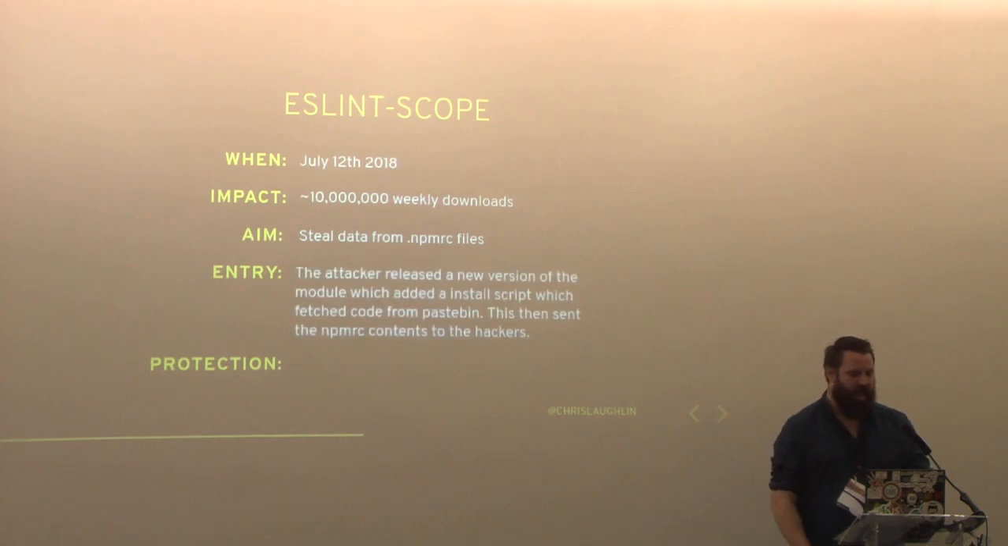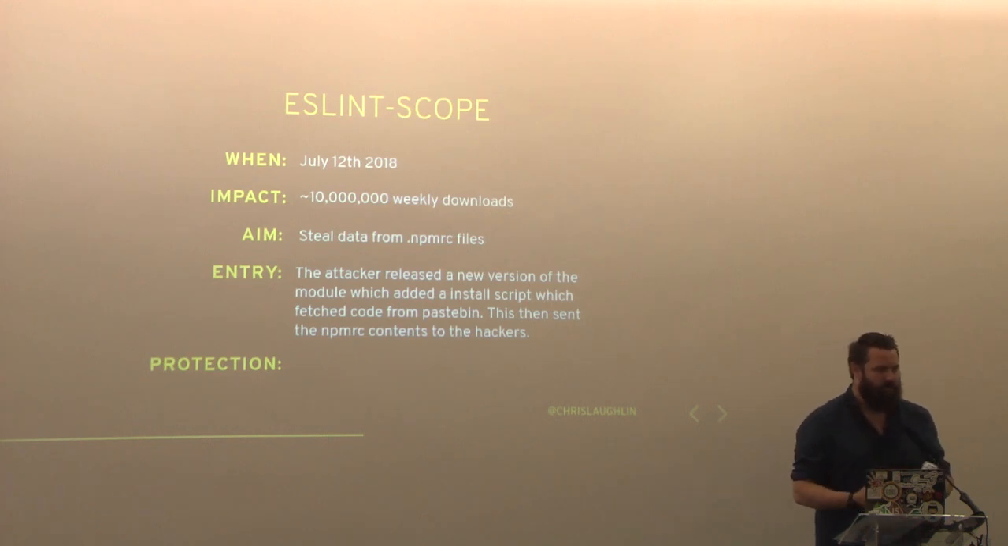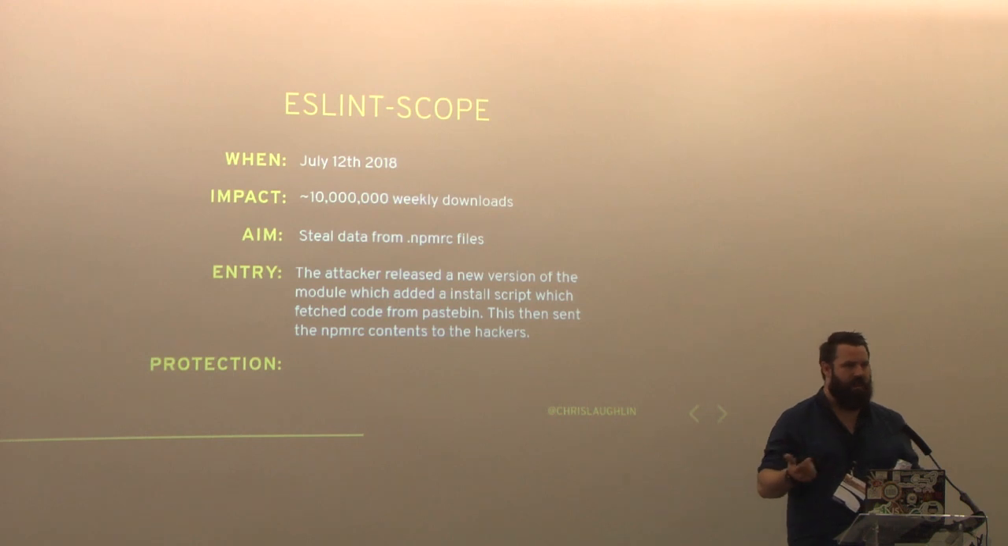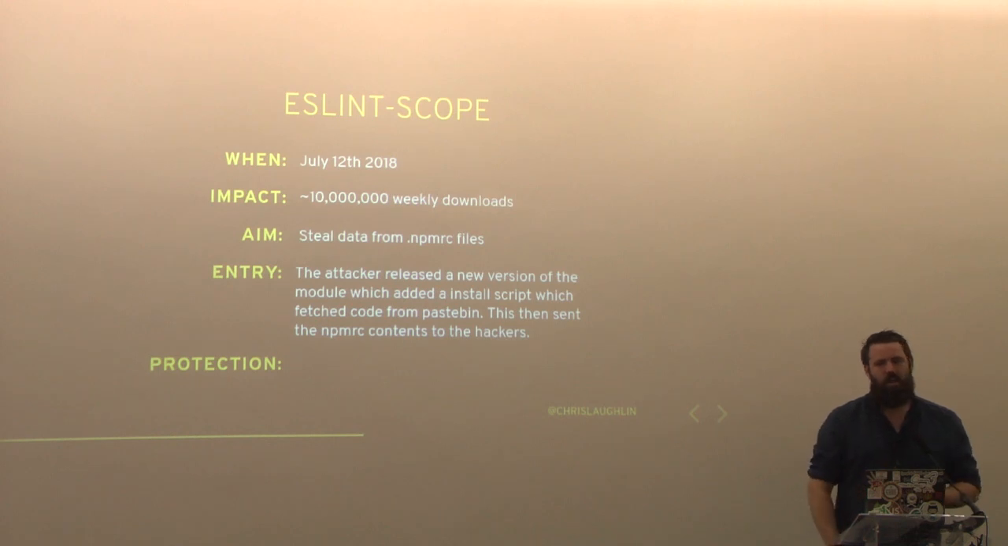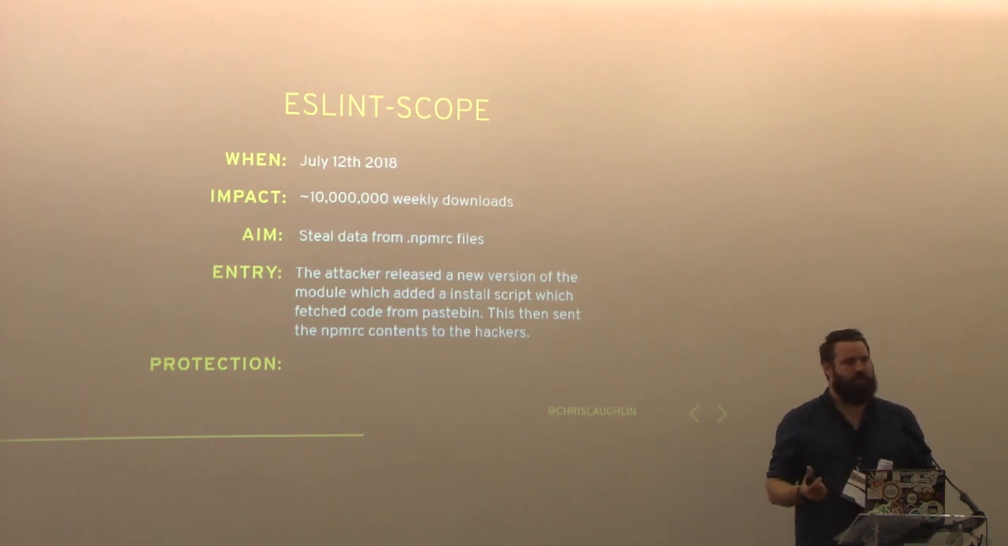So the attacker had released a new version of ESLint scope, and in this, it would add an install script. If you've worked with NPM scripts before, you have your normal start, dev, test, whatever. But there's also an install script, and this runs after you've installed the package, after it's downloaded the source from NPM. In most cases, that's used to build some binaries, maybe pull down some tar files from a server if you're using a tool that needs installable code. But in this case, it was fetching code from Pastebin, evaluating that code, and then that code was harvesting all this data and sending it off to a third-party server.